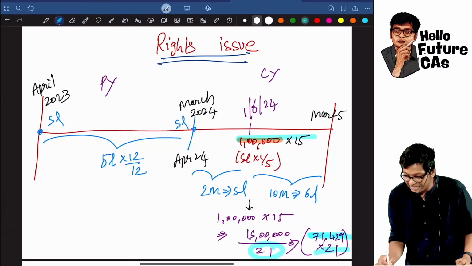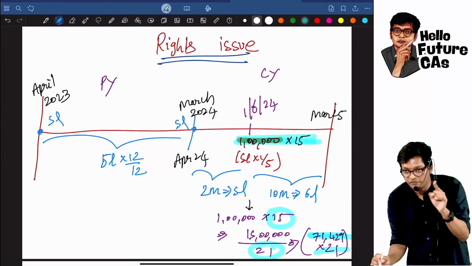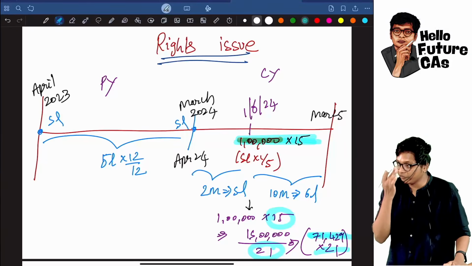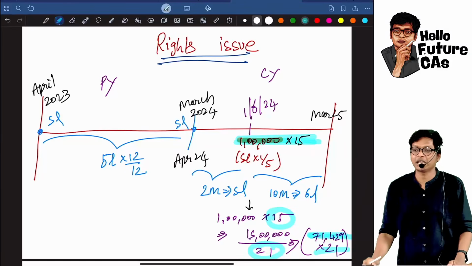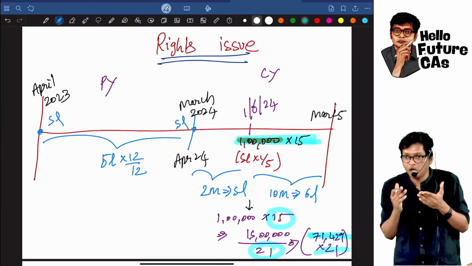A 21 rupees share I gave at 15 rupees. That means in this 1 lakh shares at 15, some shares are free. Correct? Why did I give them for free? Because they are my existing shareholders. Are you all with me, guys? That means I have issued shares not at full value.